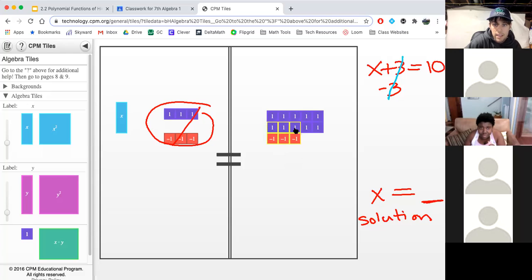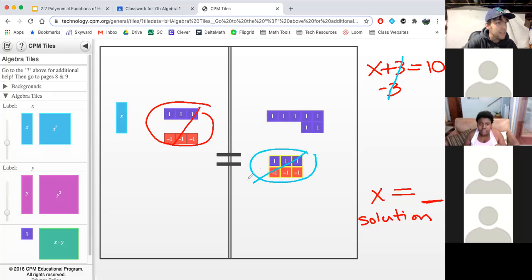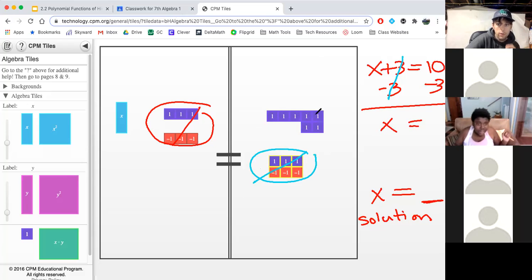And so now I have these right here that are going to make a 0 pair. These are also going to make a 0 pair, and they're going to cancel out. I did the same thing to both sides. So remember, what I'm doing here is I'm actually subtracting 3. And that's going to leave us with x on one side and 1, 2, 3, 4, 5, 6, 7 on the other side. And so that is our solution. X is equal to 7 is our solution. Whoa.